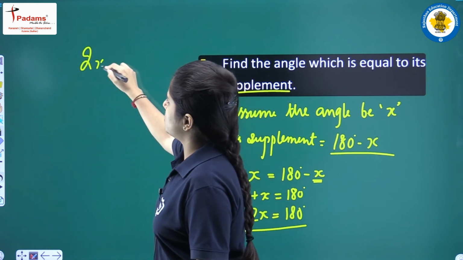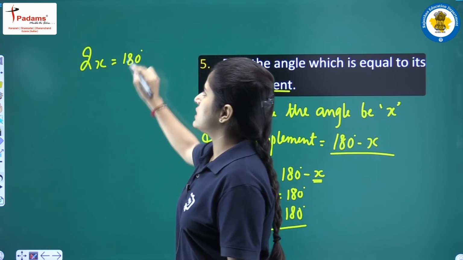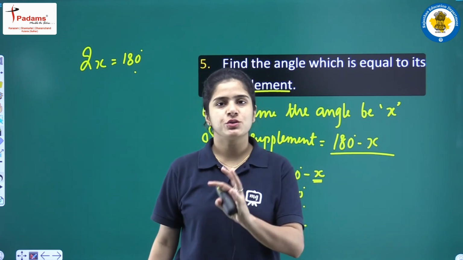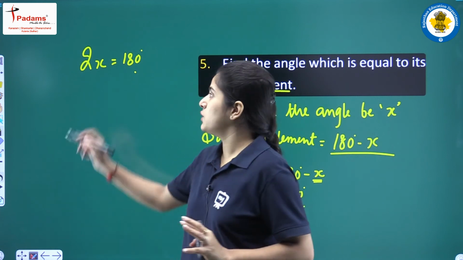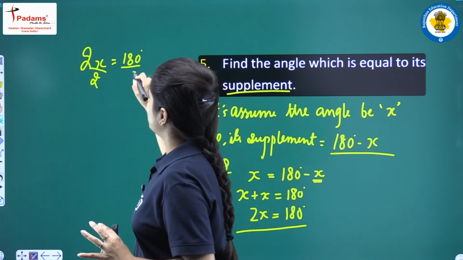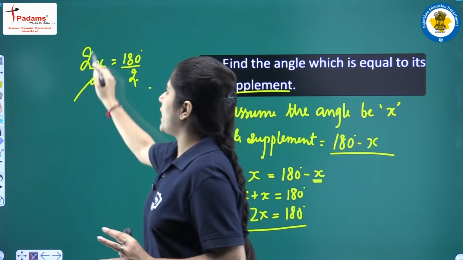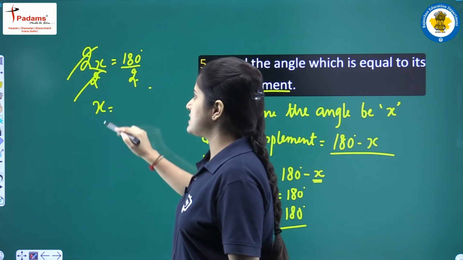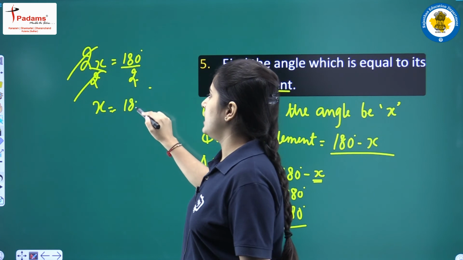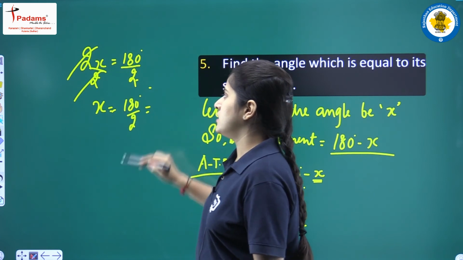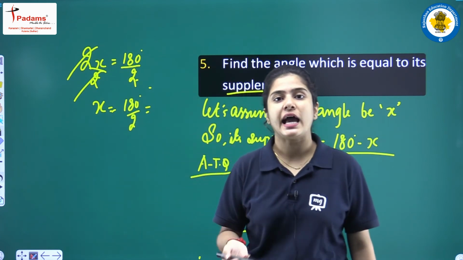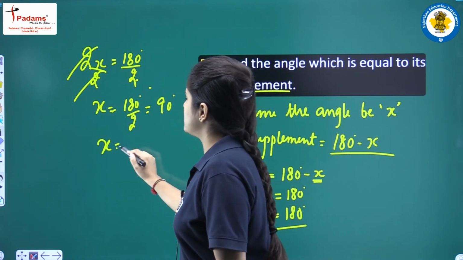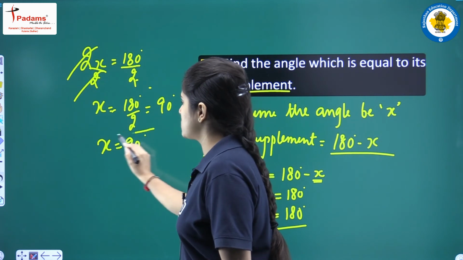2x is equal to 180 degree, right? So 2 is in multiplication with the variable. If you want to solve for x, then you need to divide by 2 on both the sides, right? 2 and 2 will cancel out each other, students. What is left? x is left. This x is equal to 180 degree upon 2. 180 degree upon 2 is equal to 90 degree, students. So the angle is equal to 90 degree, okay students.